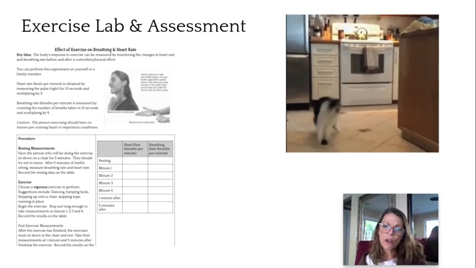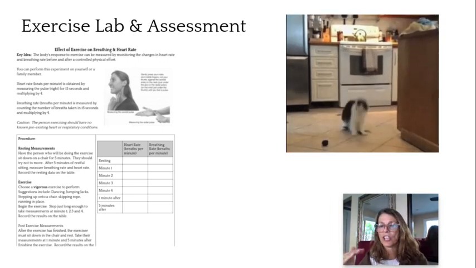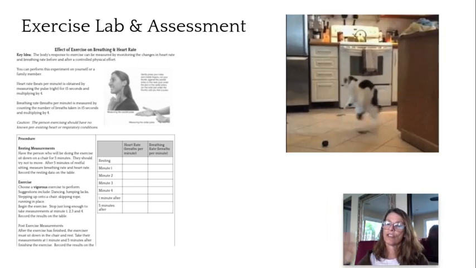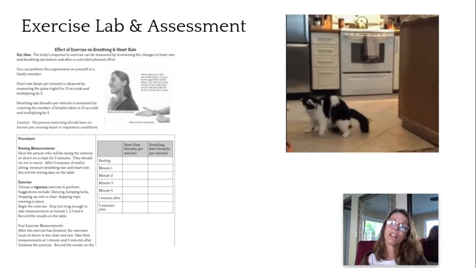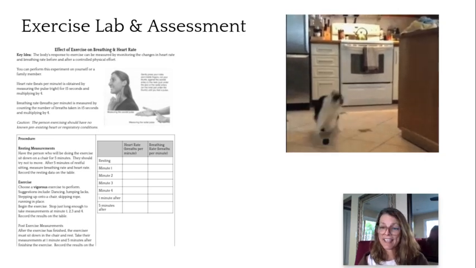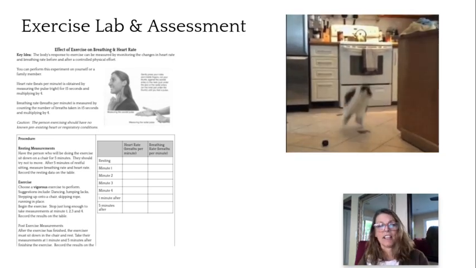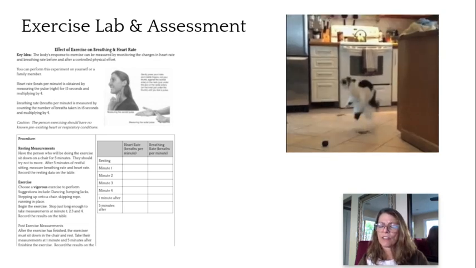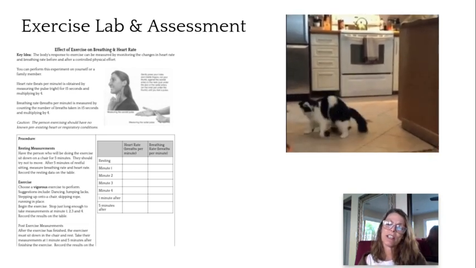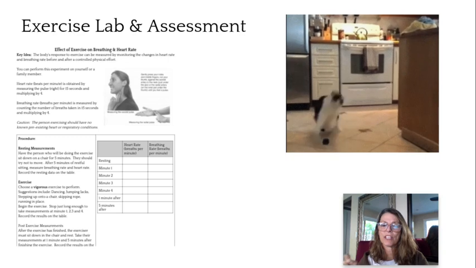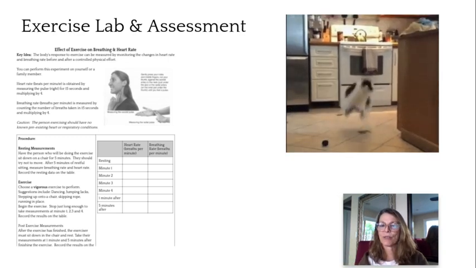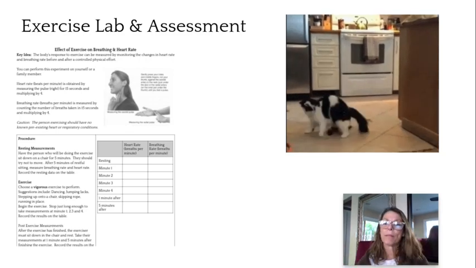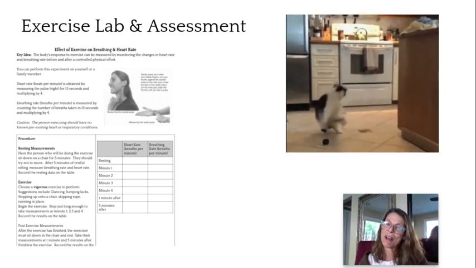You could jump rope, you could step up and down on a chair, you could run in place, you could do jumping jacks. I recommend putting on some of your favorite music and dancing really, really hard. You can do this lab by yourself, but you might want to recruit someone else in your family to record the information of your respiratory rate and your heart rate so that you can get back to your jumping around and dancing as quickly as possible.